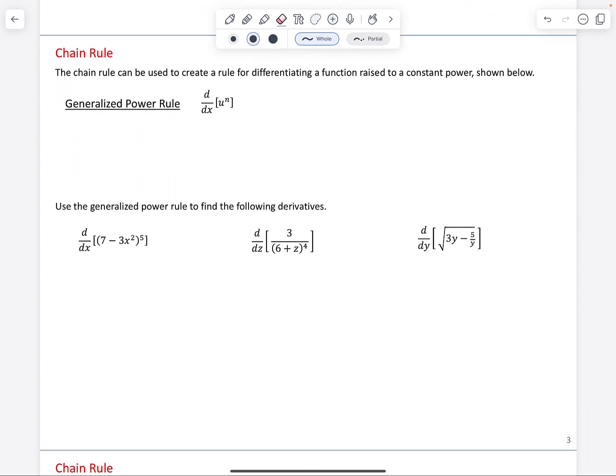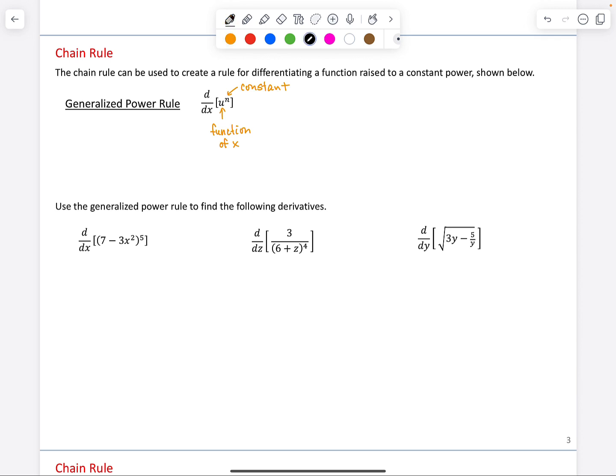The chain rule can be used to create a rule for differentiating a function raised to a constant power, shown below. So we have the differential operator, revealing that we should think of x as the independent variable. Normally, any other letter you see here, you should think of as an unknown function of x, unless otherwise specified. And in this case, we are assuming that the power is constant. But the u is some function of x. Could even be a constant as well, but perhaps also a non-constant function. But the n, the power, must be a constant.